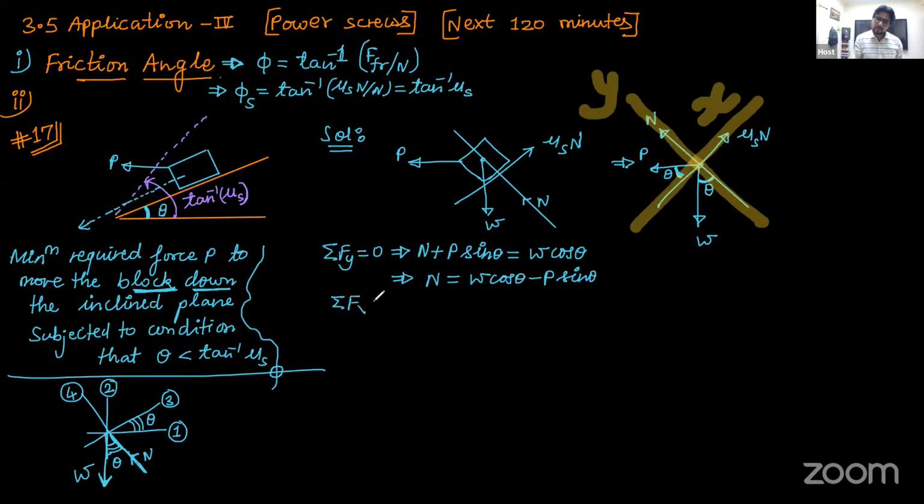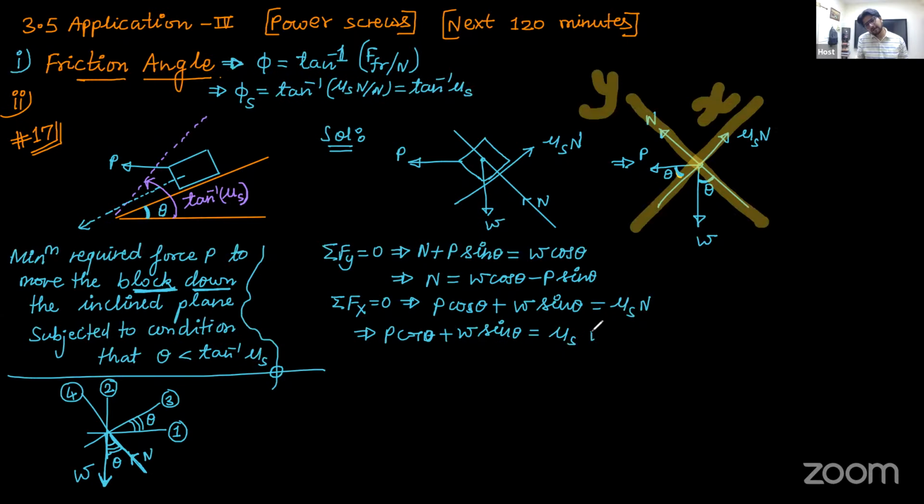Now I do sigma Fx is equal to 0. Sigma Fx is equal to 0 will give me mu s N is acting up, and P cos theta will act down and W sine theta will act down. So P cos theta is acting down the plane and W sine theta is also acting down the plane and mu s N is acting up the plane. Now you replace N value, please. So I'm going to get P cos theta plus W sine theta is equal to mu s, and replace the N value here, W cos theta minus P sine theta.